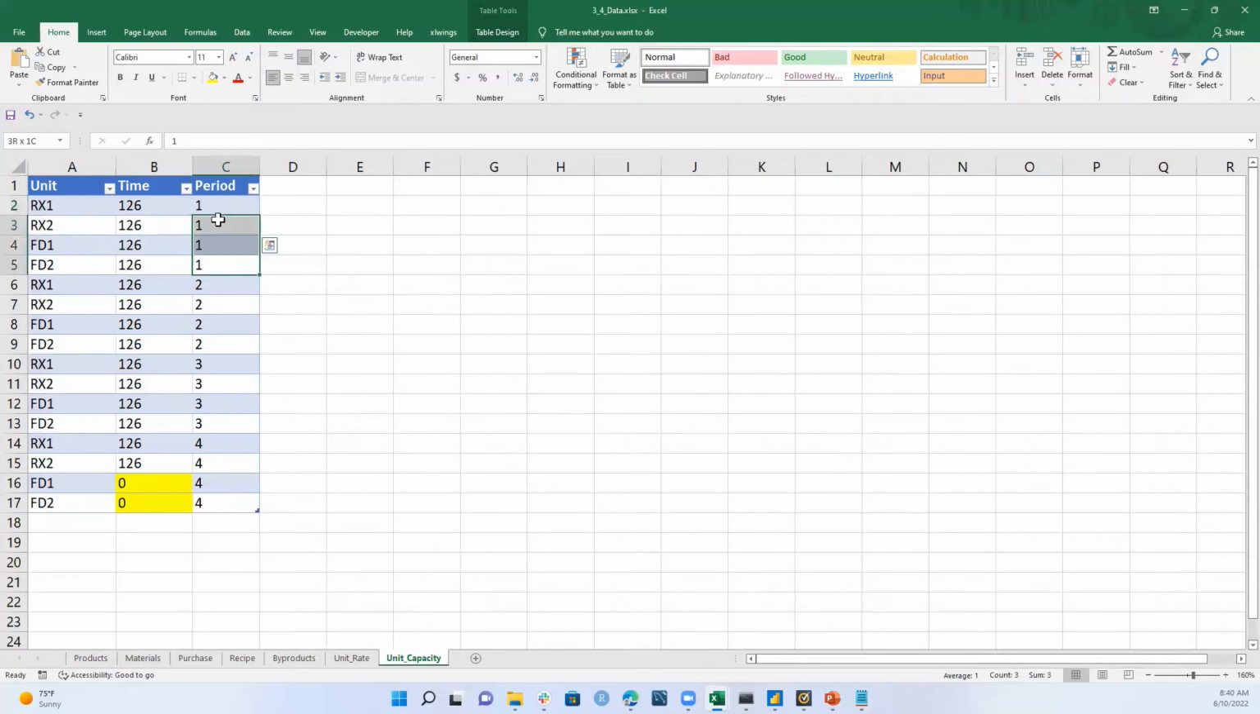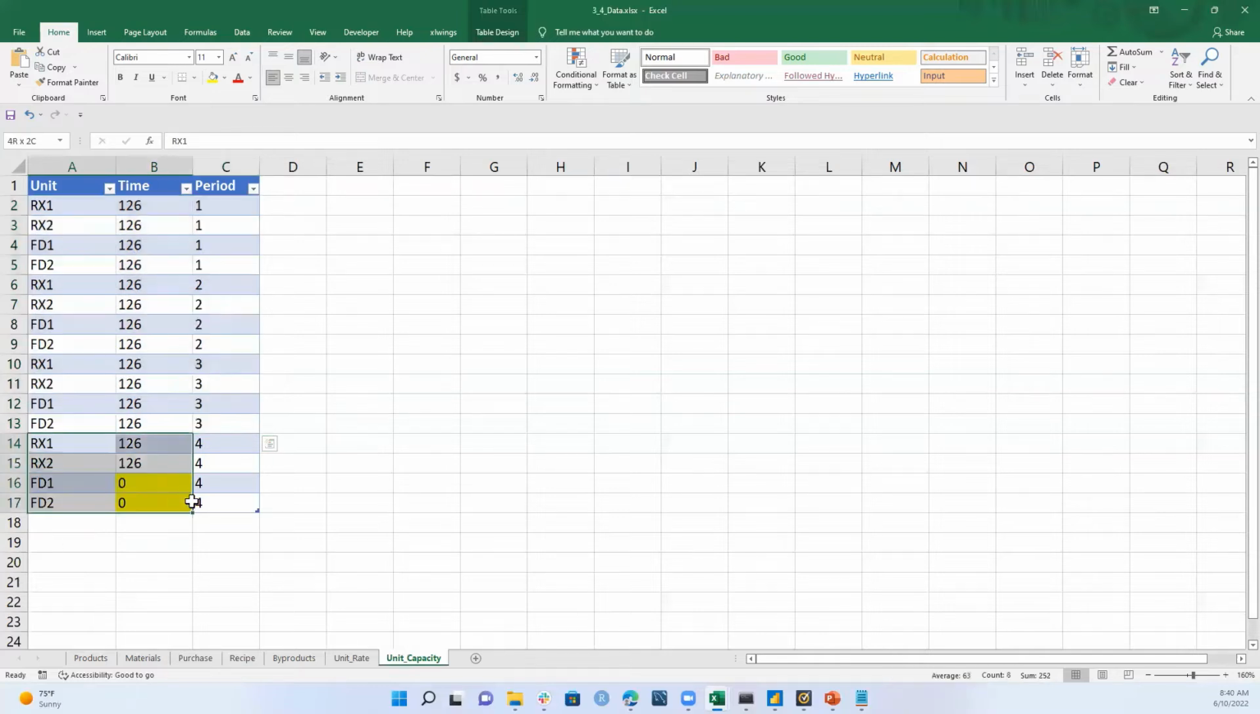So in period 1, we can see that both our mixers, RX1 and RX2, and our flashing units, FD1 and FD2, are available for 126 hours, so 100% availability in period 1. That's also true for period 2. It's also true for period 3. So for all 3 periods, all of our processes are going to be fully available.